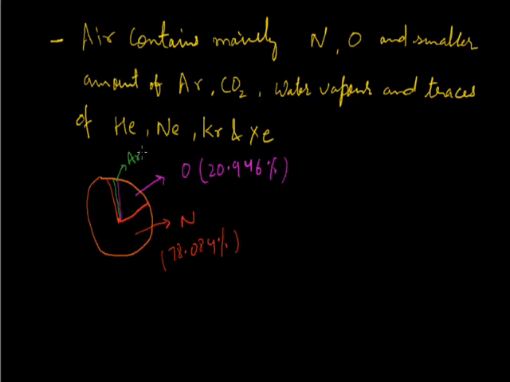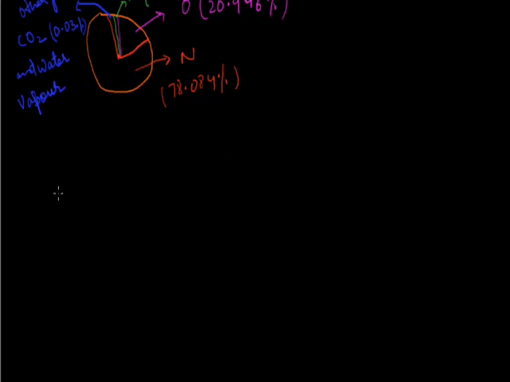Argon is 0.934% by volume, and other gases along with carbon dioxide, which is 0.03% by volume, and water vapor are present. And where this air is present, that is in the atmosphere.